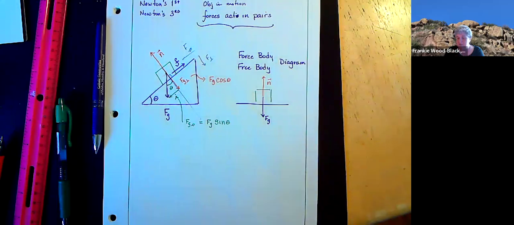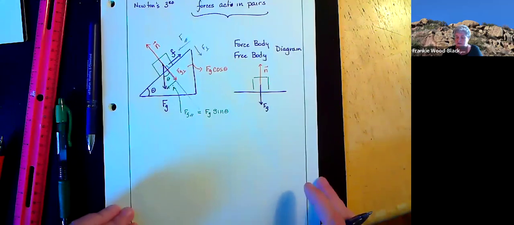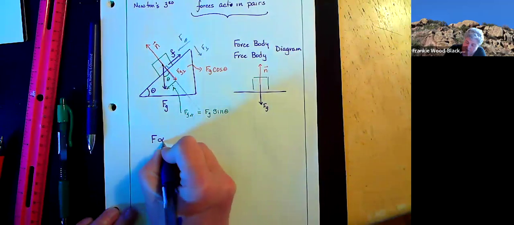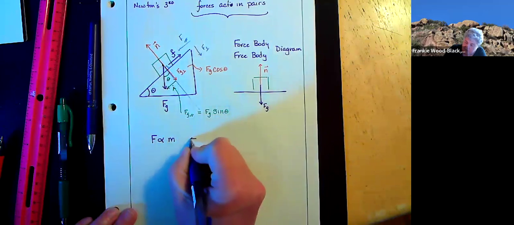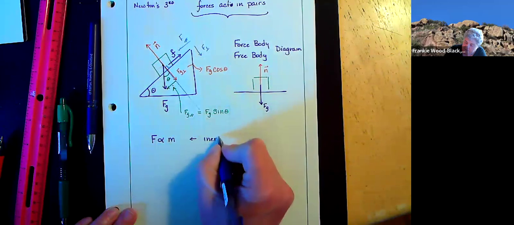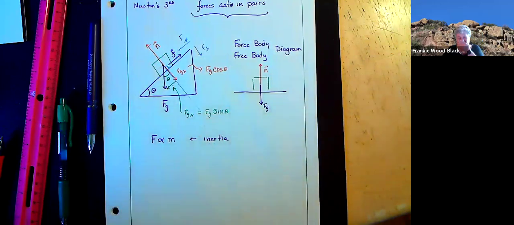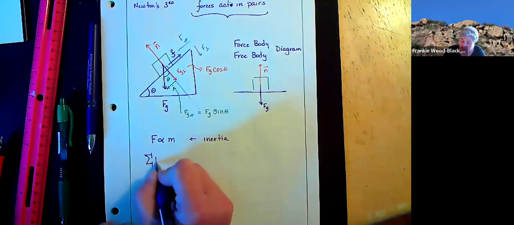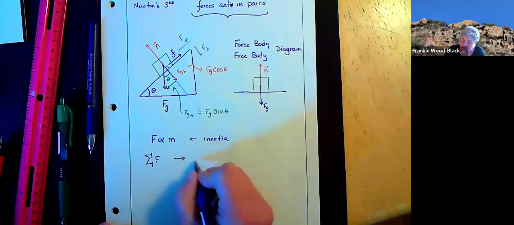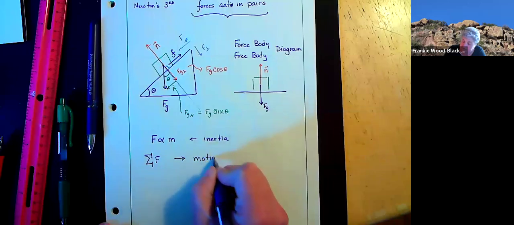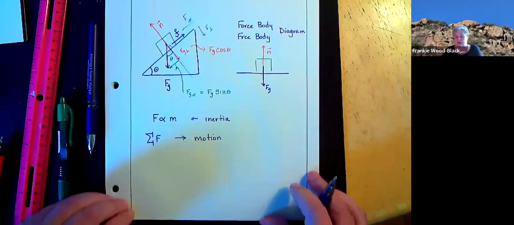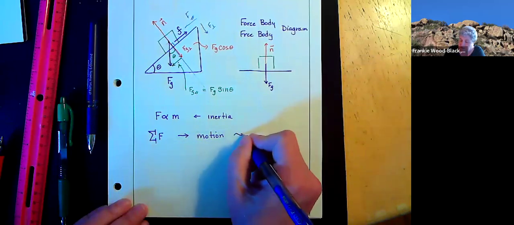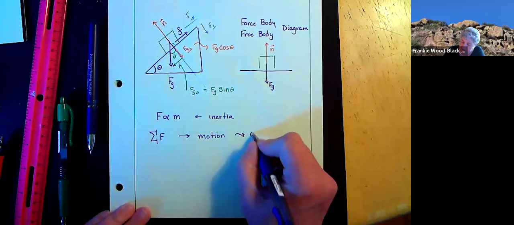Now, a couple of things. One, yesterday we said that my forces had to be proportional to the mass. And this was coming from our idea of inertia. We also said that the motion that I was going to have was related to the sum of the forces, and this was going to give me my motion. And it turns out that we can look at this, and this is what's going to give us our second law.